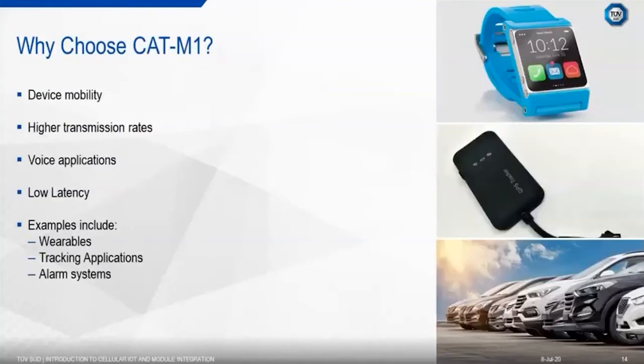And for Cat M1, well, where mobility, voice, or low latency applications are sought, but with an improved battery life over traditional cellular devices, Cat M1 devices may be a more suitable choice. So some of the applications currently using Cat M1 solutions are wearables, tracking applications, and alarm systems, amongst others. Either way, Cat M1 or NB-IoT solutions offer a good option for many IoT applications.